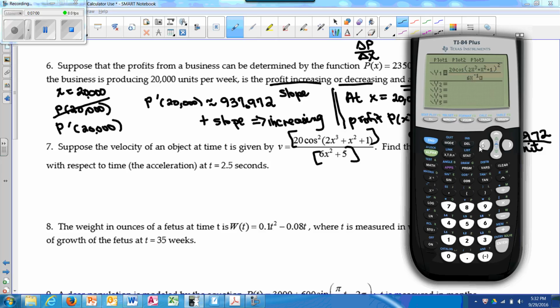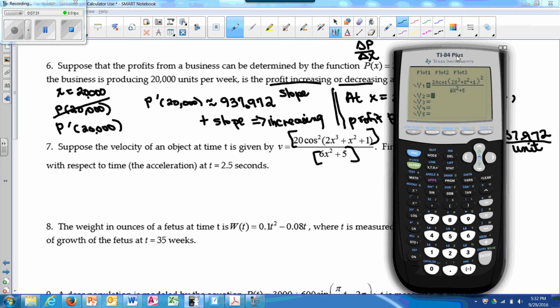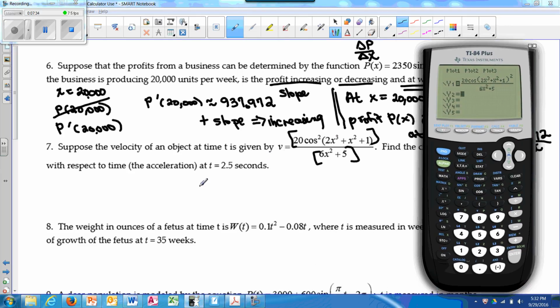So that's 20 cosine squared over the function 6x squared plus 5. So my function reads almost exactly the way it does on my paper, with the exception of this cosine squared notation, which we can't put in the middle of the function like that. So it's going to go after the cosine is closed.